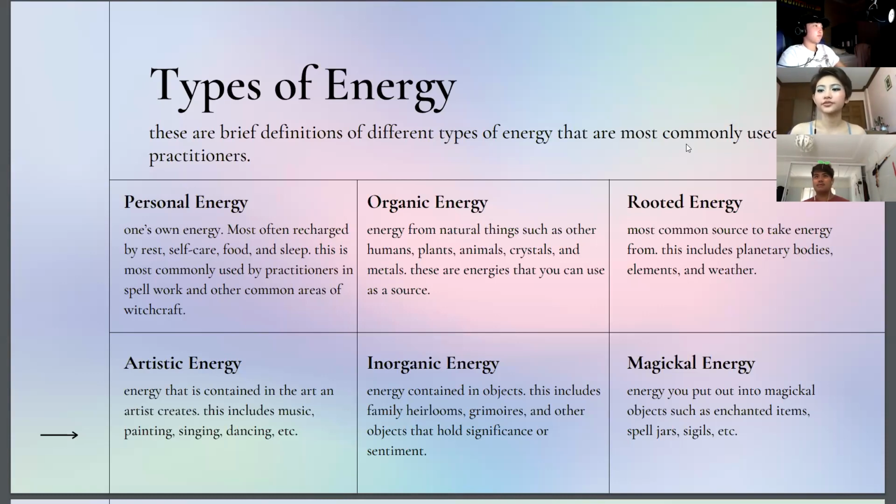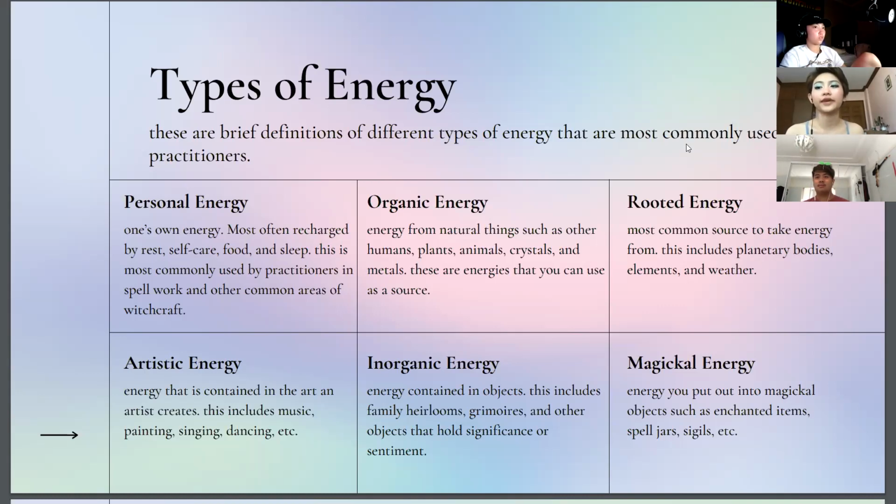So next is inorganic energy. This is energy contained in objects like family heirlooms, grimoires, or objects that hold significance or sentiment. So things that have been in your family for a really long time, or grimoires, because they have sentiment and significance. These are just non-living things that hold energy. Sometimes if you go to a thrift store and some things seem really old, those usually have inorganic energy.